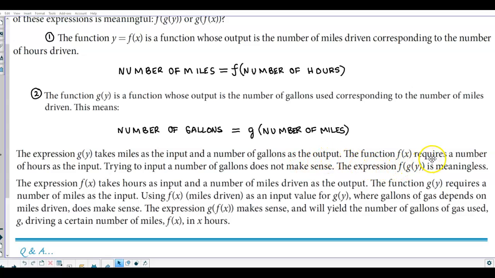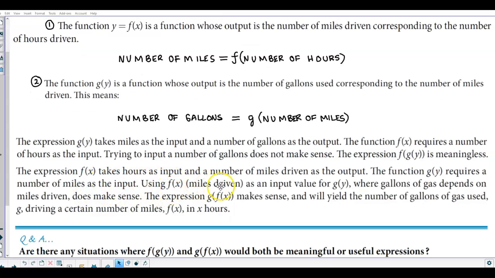The function f of x requires a number of hours as the input. Trying to input a number of gallons does not make sense, so the expression f of g of y is meaningless. The expression f of x takes hours as input and a number of miles driven as the output.